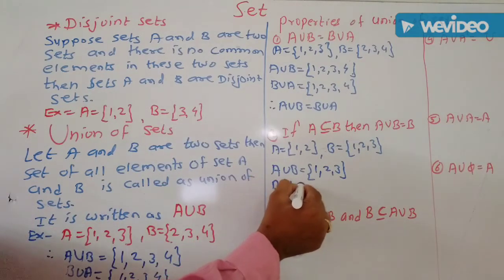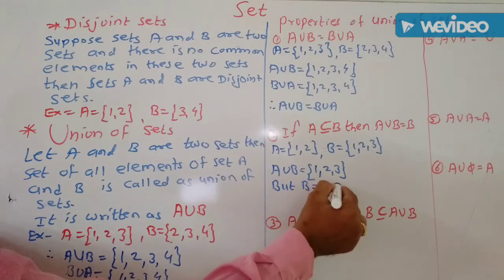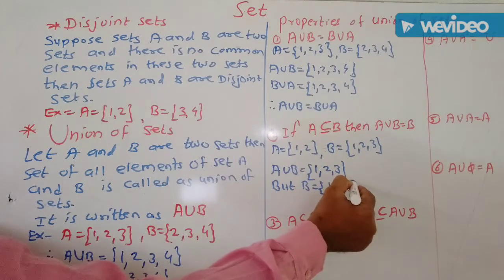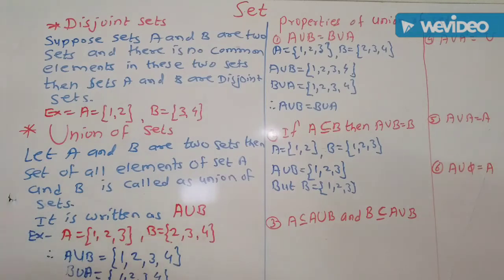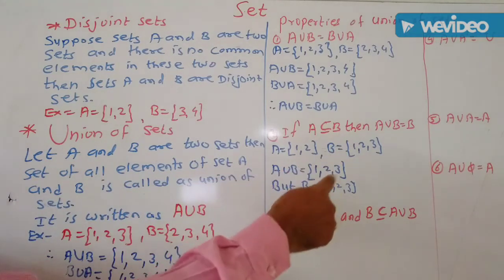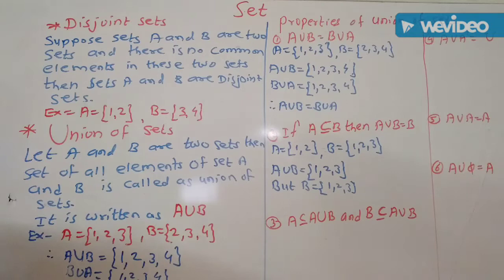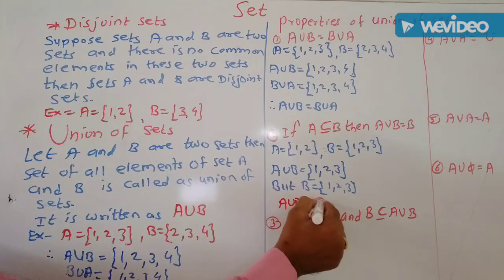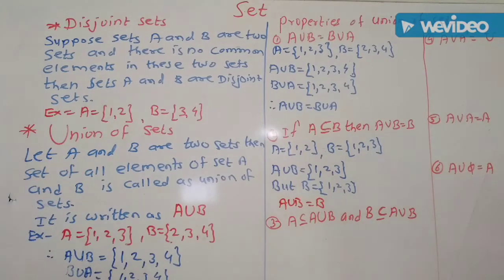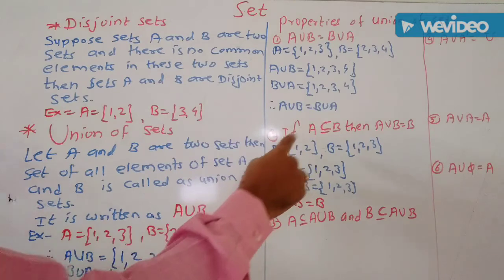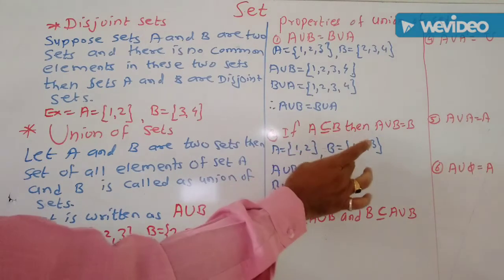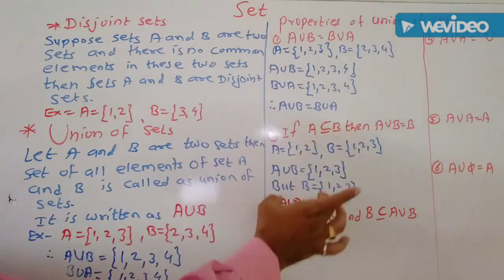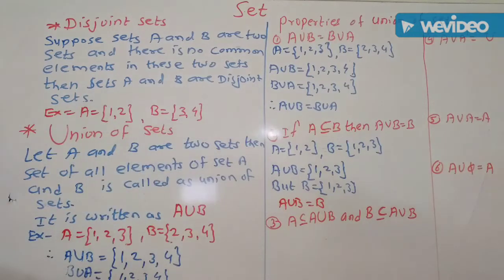But you have to given B is the set of 1, 2, 3. That means every element of set A union B is the element of set B, and therefore here we can write A union B is equal to B. But it is possible only when A is a subset of B is given. Every element of set A is the element of set B, then and only then we can say that A union B is equal to B.